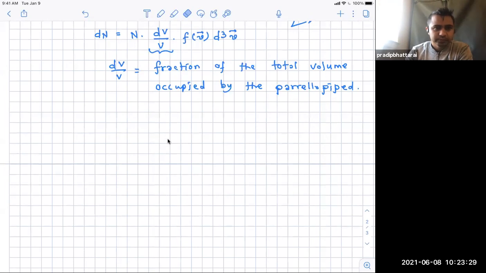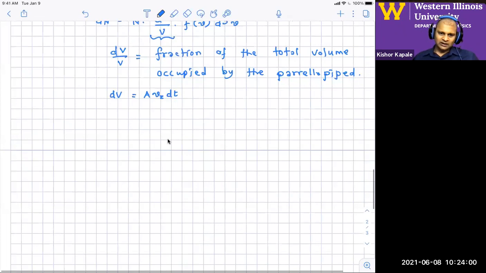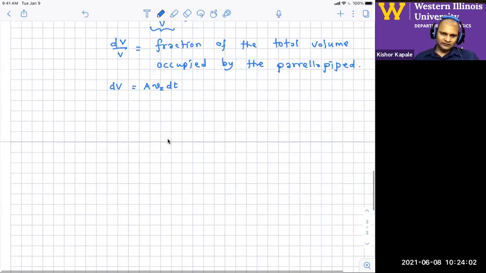Okay, so let's calculate dV. dV is easy to calculate, right? It has the area A, because that's the base of the parallelepiped, and the height of the parallelepiped is vz dt. So if you know the area of the base and the height, even if it's kind of tilted, it doesn't matter. You can calculate the volume. So that's very easy. And each one transfers the momentum 2mvz, right? So then we can multiply.